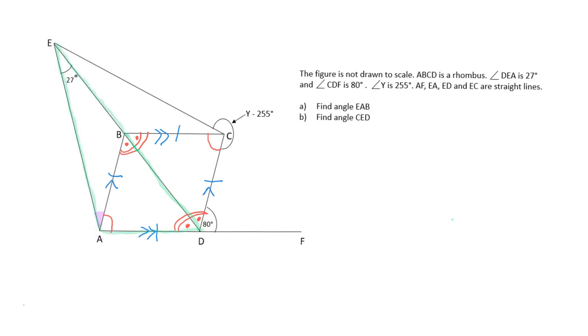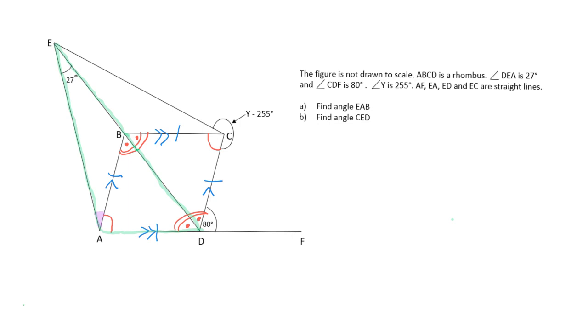Now take a look at the triangle which I have highlighted in green, triangle ADE. In this triangle, we know one angle, which is DEA, which is equal to 27 degrees. So if we are able to find the value of this angle and this angle here marked in red, we can easily find the value of angle EAB.